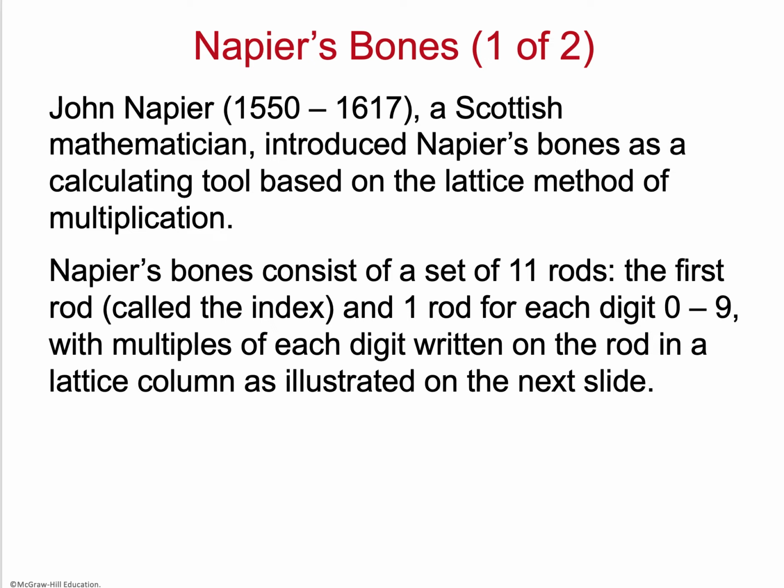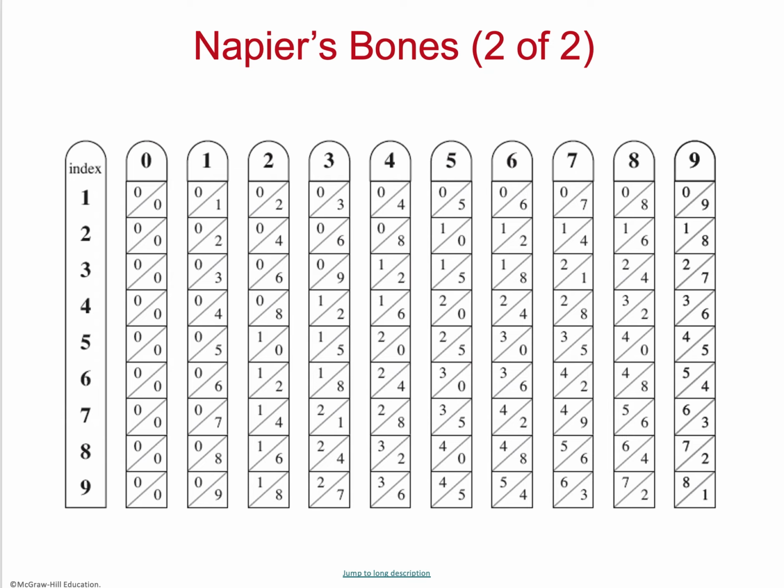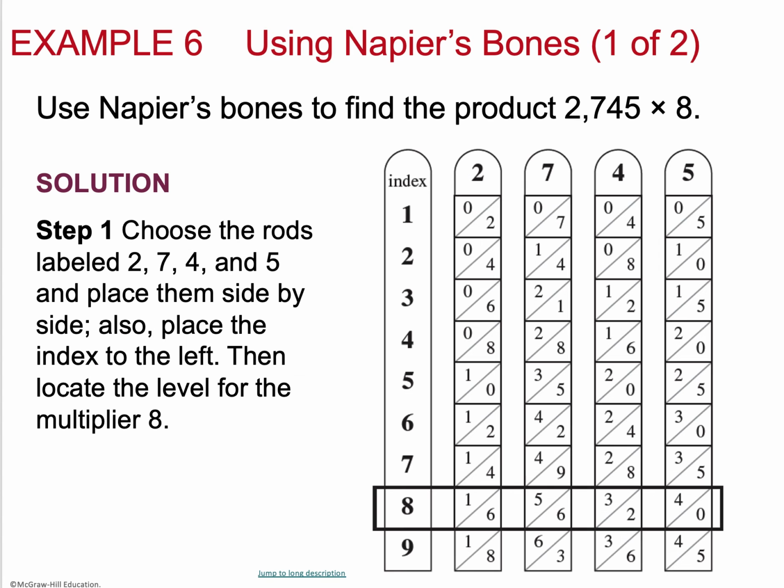Now Napier's bones is a bit of an interesting problem. John Napier is a Scottish mathematician, and he introduced this concept as a calculation tool based on the lattice method. So it's building upon the lattice method. He had a series that consisted of 11 rods. The first rod is called the index, and then one rod for digits 0 through 9. So these are the rods that we're looking at here. I have my index rod, and then I have my Napier's bones, which is generated from the lattice method.